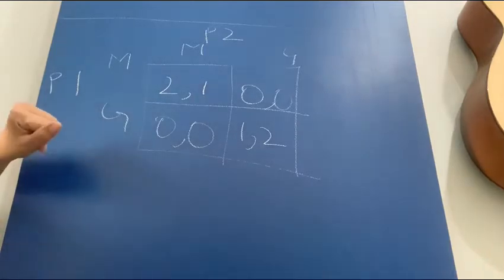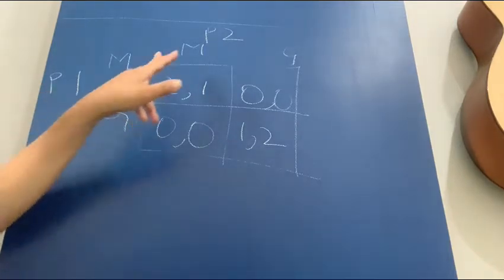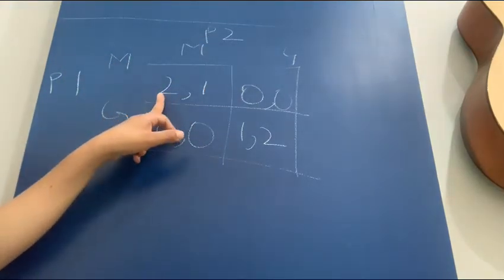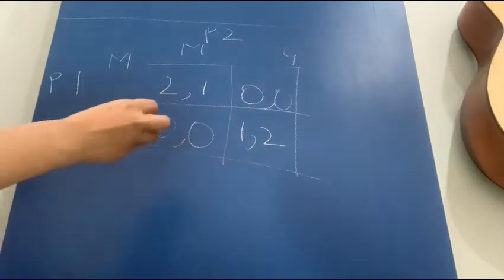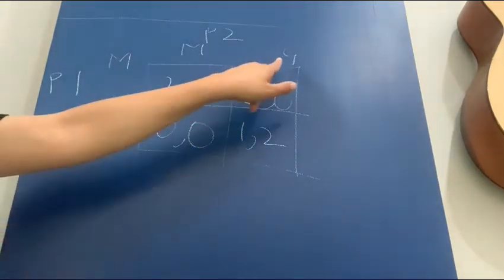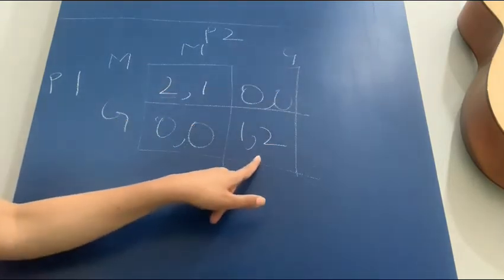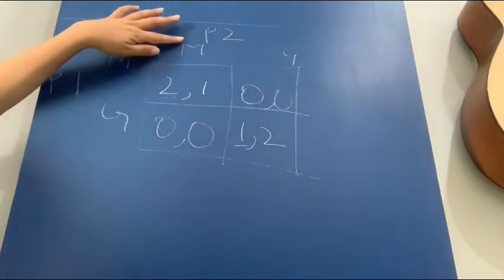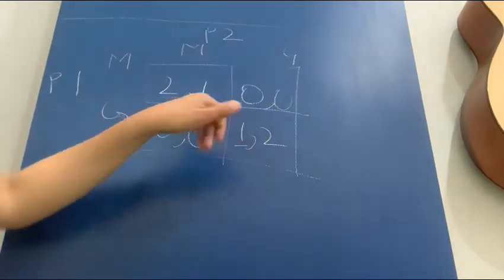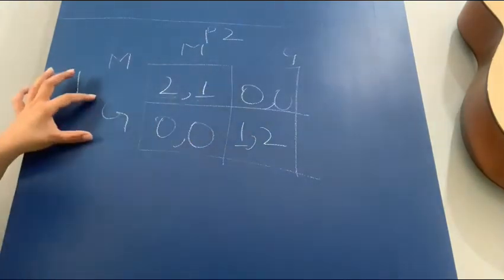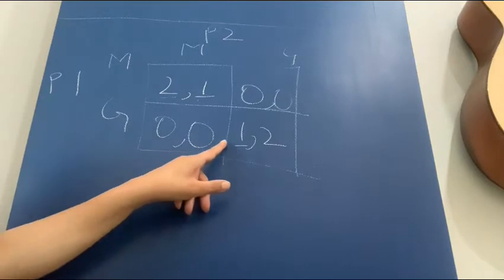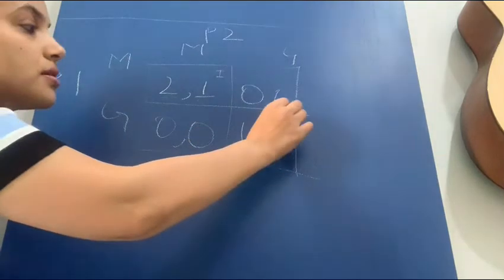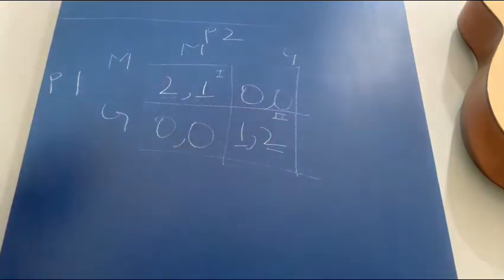So we will see what is the best thing for player 1 to do if player 2 is choosing M. The best thing for player 1 to do is to play M. If player 2 is choosing G, the best thing for player 1 to do is to choose G. If player 1 is choosing M, the best thing for player 2 to do is to choose M in this row. If player 1 is choosing G, the best thing for player 2 to choose is G. So this and this, these two are the Nash equilibria of this game.